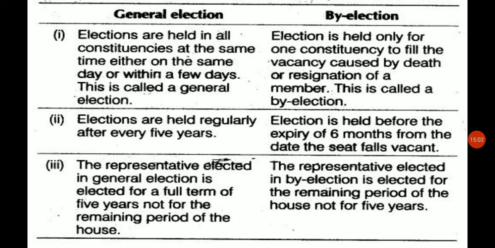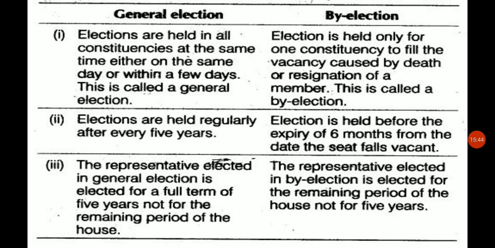That means if a person resigns, then the party will hold an election there and select a candidate for the post. In the general election, elections are held regularly after 5 years, and in the by-election, the election is held before the expiry of 6 months from the date the seat falls vacant. Okay, it is before the expiry of 6 months. Before that, within 6 months, it has to have an election, a by-election.